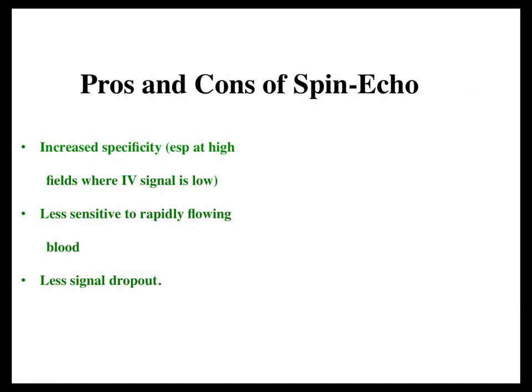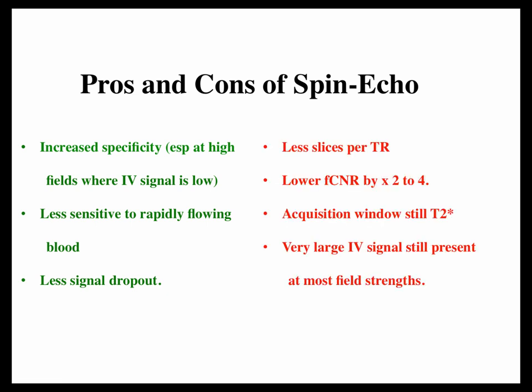So a quick summary between spin echo and gradient echo is that you might have increased specificity, where the intravascular signal is low for spin echo. You have less sensitivity to rapidly flowing blood because it's excited by the 90, it flows out of where the 180 hits it, and the 180 hits the tissue that hasn't flowed that much, and so you have less sensitivity to inflow effects, and then less signal dropout because you refocus all these macroscopic susceptibility effects.